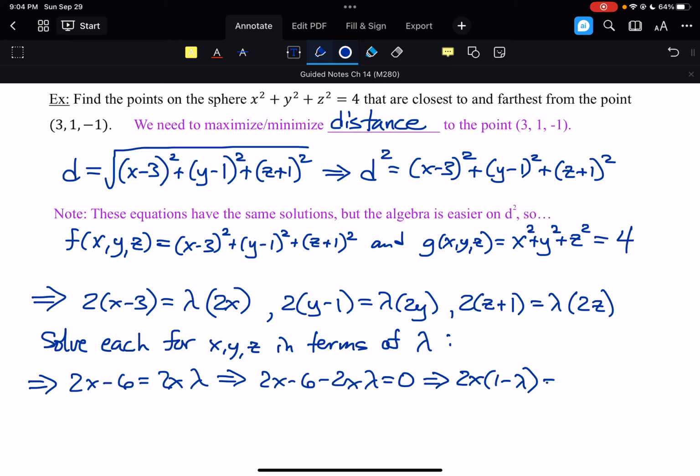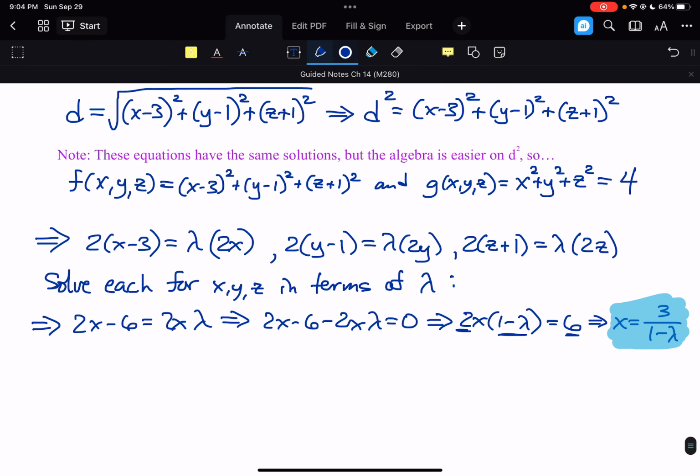So we get 2x times (1 minus lambda) equals 6. Divide by the 2, so that makes that a 3, and then divide by 1 minus lambda. So we get x equals 3 over (1 minus lambda). So that would be x. And we would do the same thing for y and z. They work out remarkably similarly.